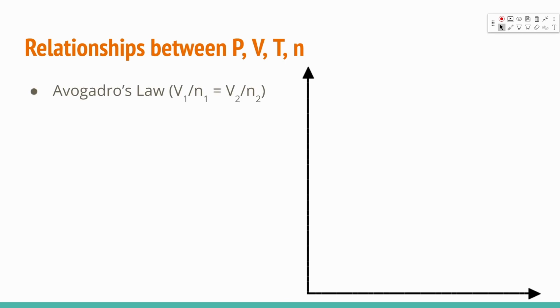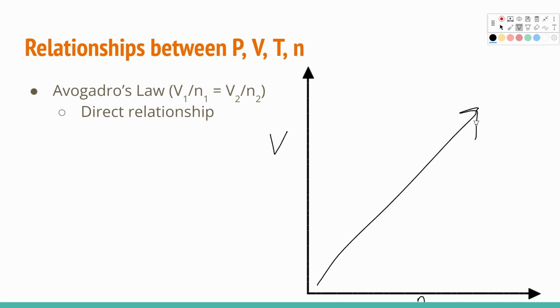So we have Avogadro's law, and so we're relating volume with moles. And so this is a direct relationship. And so a direct one means if I increase one variable, then I'm increasing the other variable. So in my graph here, I can have on the y-axis the volume, and then on the x-axis, I can have my number of moles. And since it's a direct relationship, as I increase volume, I increase moles, it's going to go in this general direction here.